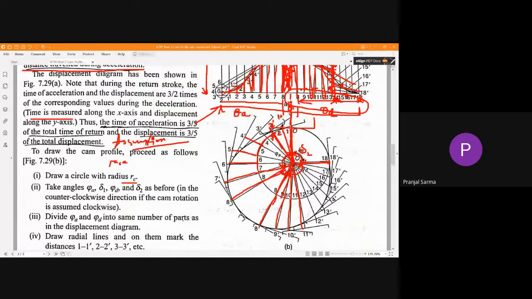Okay, we know this is a flat face mushroom follower. That means the contact surface is something like this. The contact surface of that follower with the cam is something like this. So this particular portion only we are drawing. We are not going to draw the whole follower, but we are just going to show the contact portion, because we are interested in that. So we need to know about this contact point throughout.